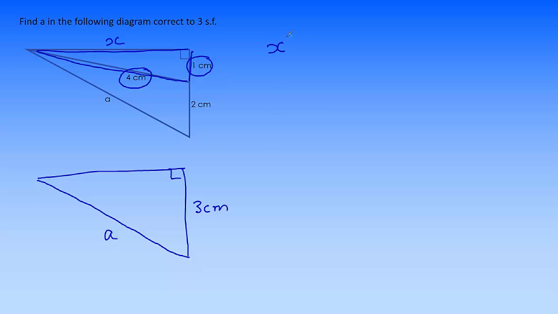And we can say that x squared plus 1 squared, that's the two shorter sides squared and added, must be equal to 4 squared. So x squared is going to be 4 squared take away 1 squared. 4 squared is 16, so 16 take away 1 gives us x squared is 15. So x is going to be the square root of 15. I don't need to work it out at this stage.